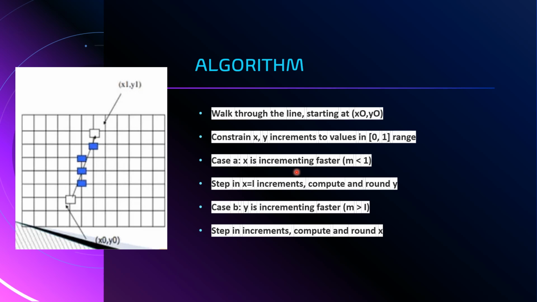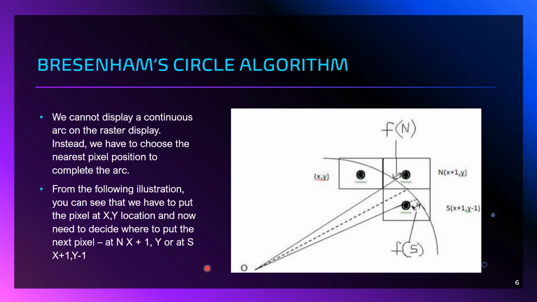Now, if case 1 occurs, x is incremented faster. If m is less than 1, the next step is x is incremented, compute and round y. Next, y is incremented faster if m is greater than 1. Then in the step, here increment and compute the round x, and you can see the line is drawn with the help of this algorithm.